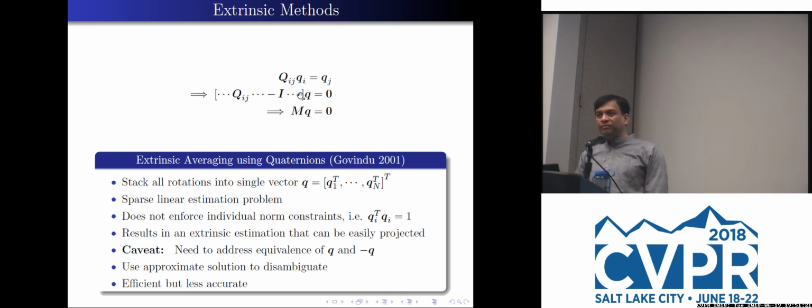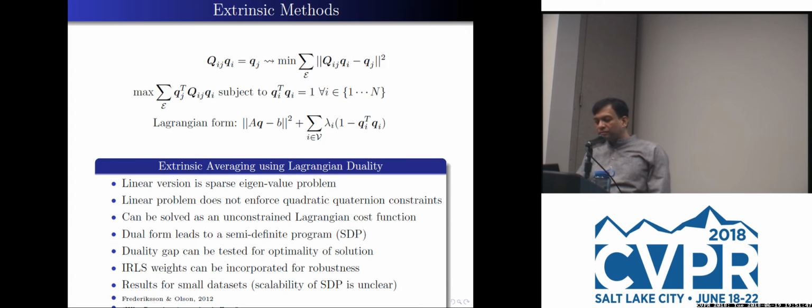Except that there's a problem, which is that stacking all the quaternions into a single vector and solving it extrinsically ignores the norm constraints on the quaternions. Quaternions are supposed to have unit norm, right? So you're going to get an extrinsic solution. It's efficient, but it's not very accurate because it ignores the underlying structure of the problem.